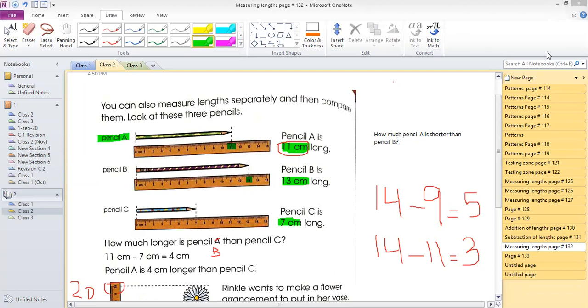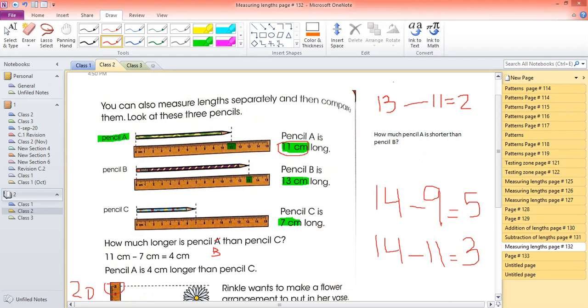Another method we learned is that you can also find out how much longer by doing subtraction. Pencil B is 13 centimeter long, so you can write 13 first, and you are comparing with pencil A, so you can do subtraction. You can minus 11. So 13 minus 11, you will find 2. That means pencil B is 2 centimeter longer than pencil A.